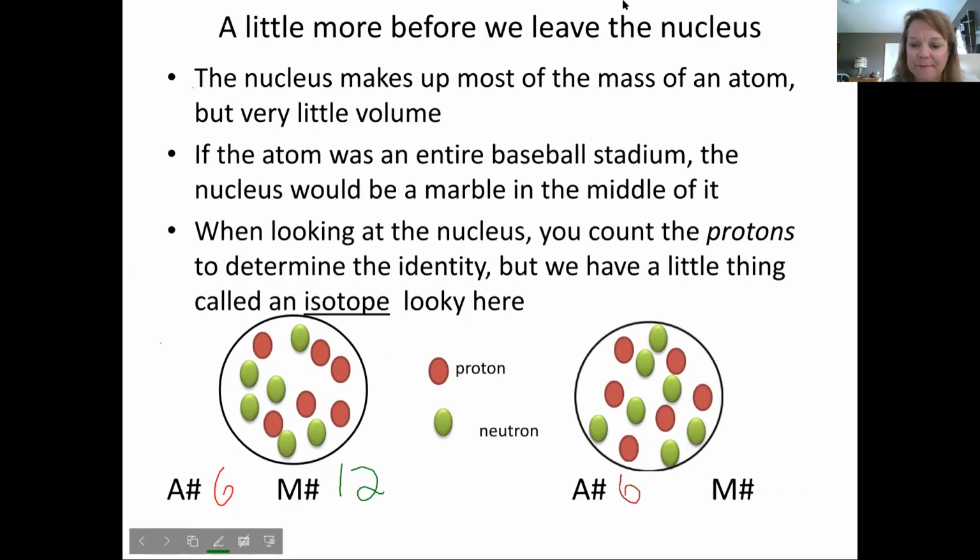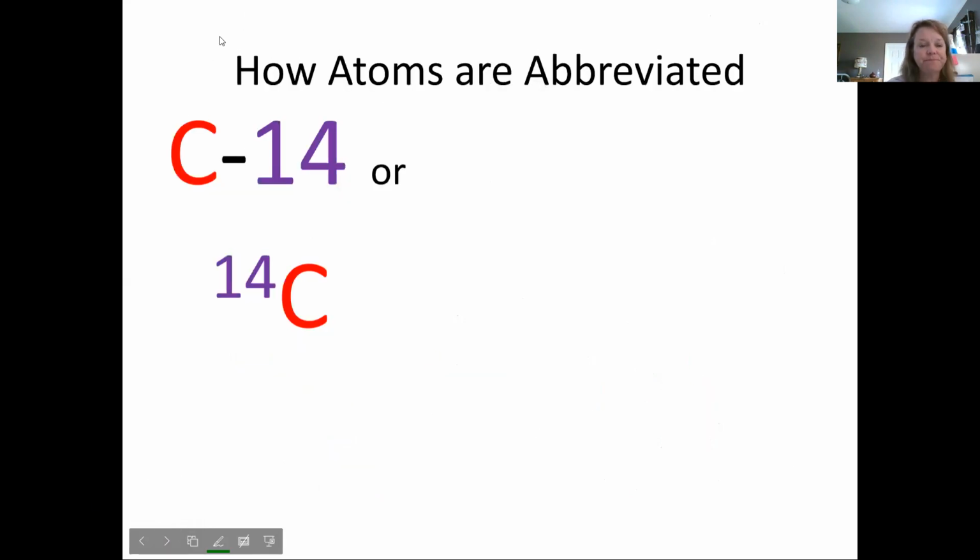6 plus 7 is 13. This is an isotope of carbon known as carbon 13. Let me show you how these are represented. Instead of drawing these pictures out, let me show you how we represent it.